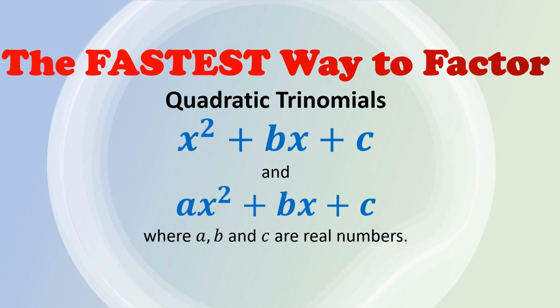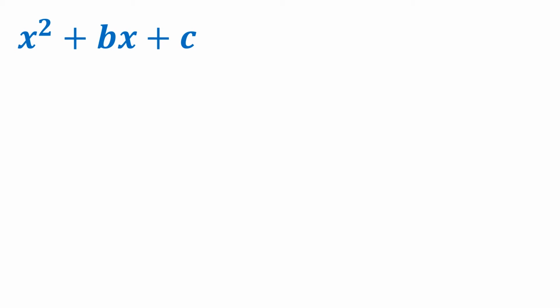Let me show you the fastest way to factor quadratic trinomials of the form x squared plus bx plus c and ax squared plus bx plus c, where a, b, and c are real numbers. If x squared plus bx plus c, where the coefficient of x squared is 1, is factorable, then the factors of these are two binomials with x as the first term. And the fastest way to factor this is to think of two numbers whose product is c and whose sum or difference is b. Let us start.